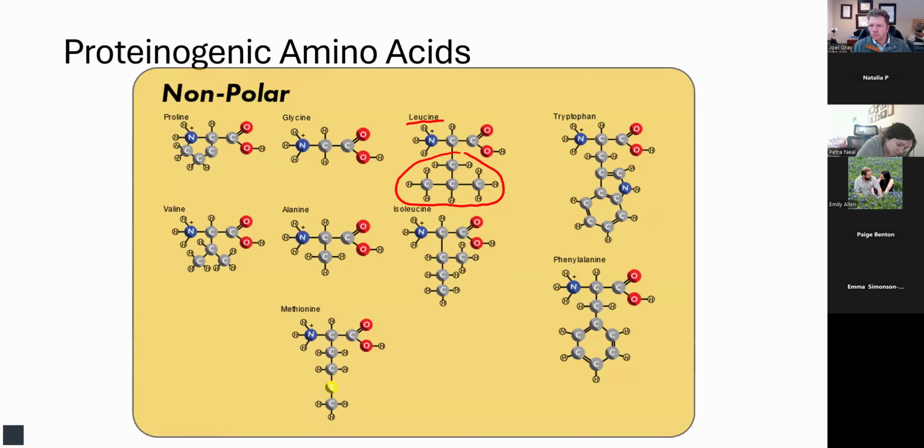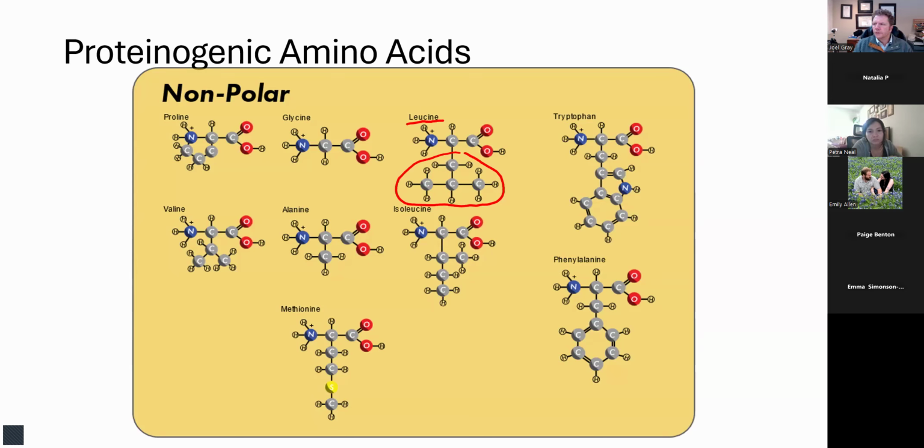Now, to address the question about classification, the correct answer was non-polar uncharged. If something is non-polar, it absolutely is uncharged, but anything talking about charged or uncharged and non-polar, that's unnecessary. So we don't classify them as non-polar uncharged.